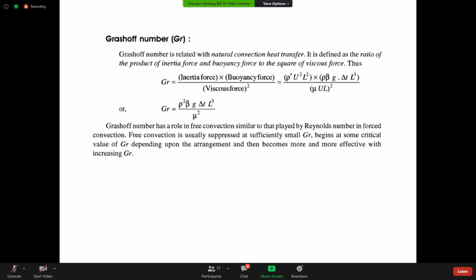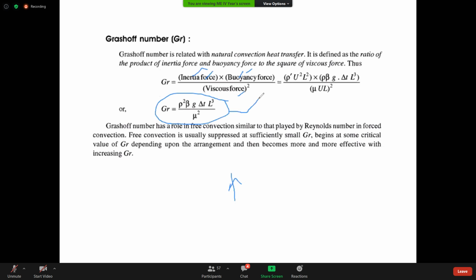The Grashof number is the ratio of inertia force times buoyancy force to viscous force squared. Why inertia, buoyancy, and all? Because natural convection takes place due to the buoyancy effect. After solving this, you get rho squared beta g. There is a big derivation, but the derivation is not needed. Don't worry. Anyway, let us discuss its significance in the natural convection unit, because the Nusselt number is a function of the Grashof number and Prandtl number.